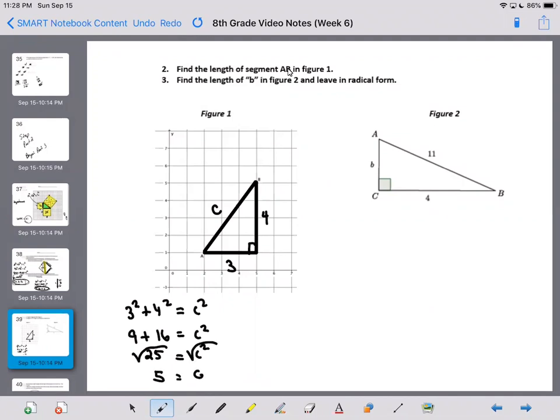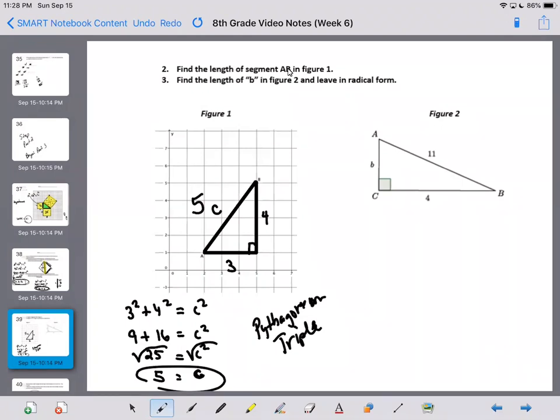Now we actually get plus and minus 5 when we take the square root, but we're talking about length. So length's not going to be negative. So we're going to be looking at 5. Now C is 5. What this is called, since all the lengths are whole numbers, this is what we call a Pythagorean triple. That's something you can Google if you want to look at different Pythagorean triples. 3, 4, 5 is one of your special ones.